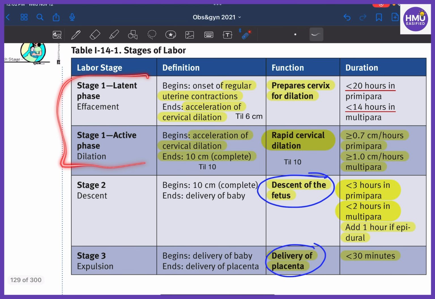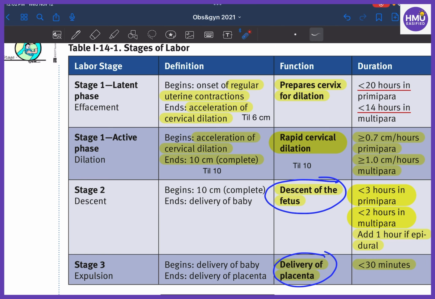Stage 1, we said, has the latent phase first, and then the active phase. The latent phase begins with the onset of contractions. I don't know whether they are regular or irregular, because some sources say irregular and some say regular, so let's just go with it. These are mild uterine contractions. Stage 1, latent phase, ends when there is cervical dilatation to 6 centimeters. It is slow cervical dilatation. The function of the stage 1 latent phase is preparing the cervix for dilatation.